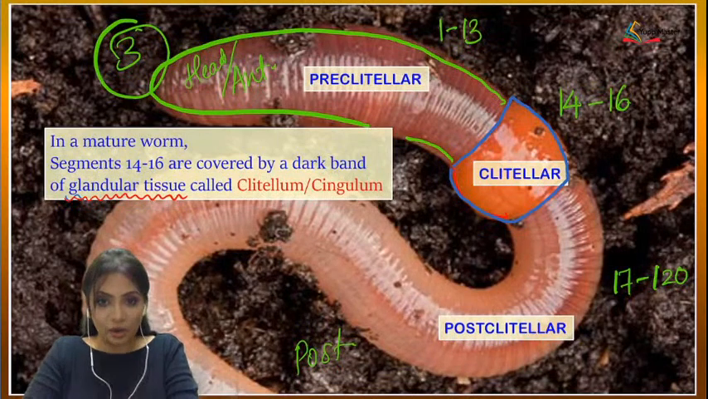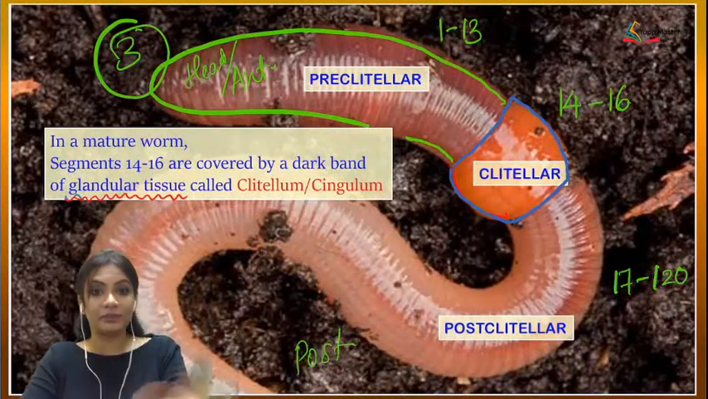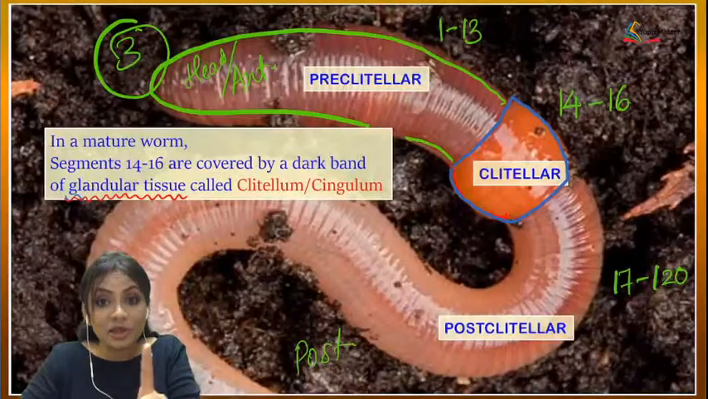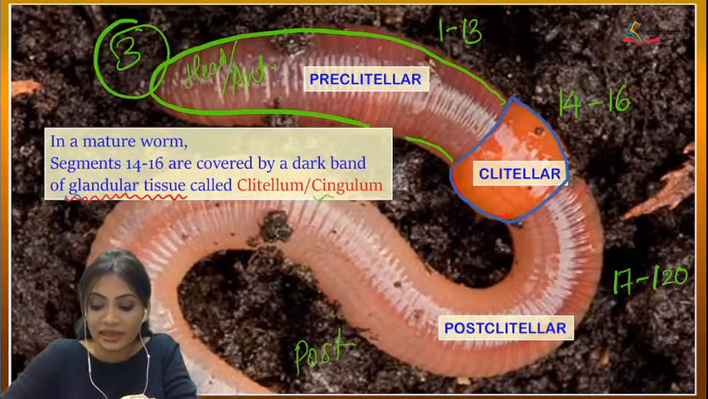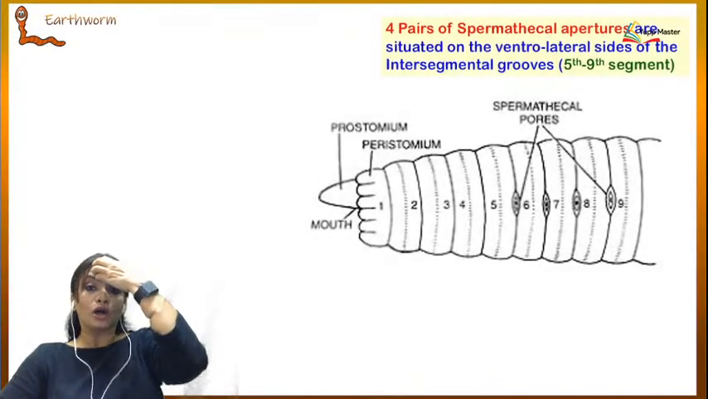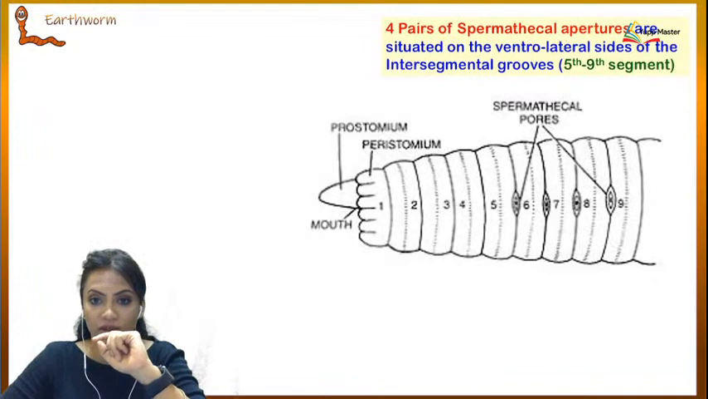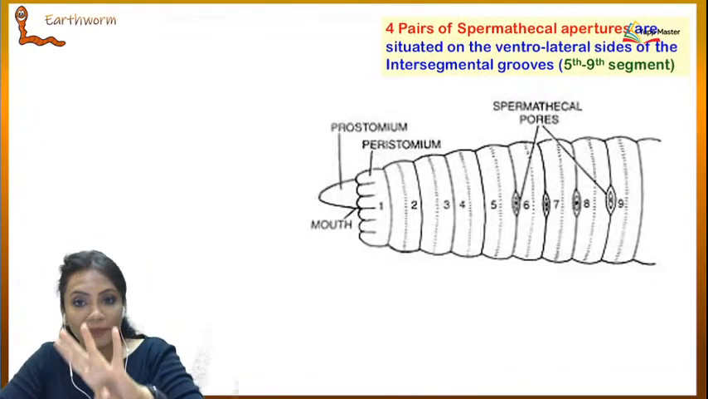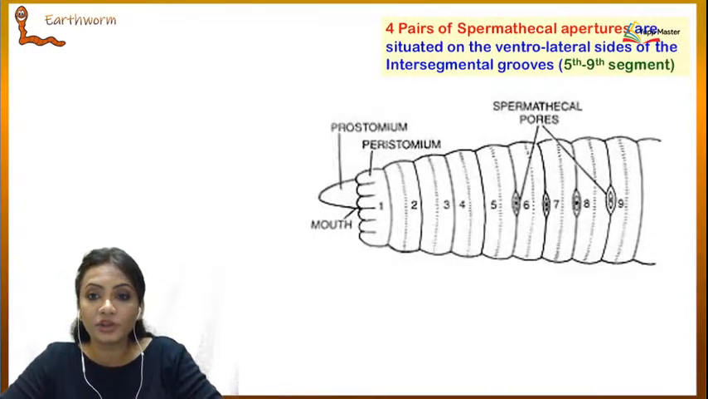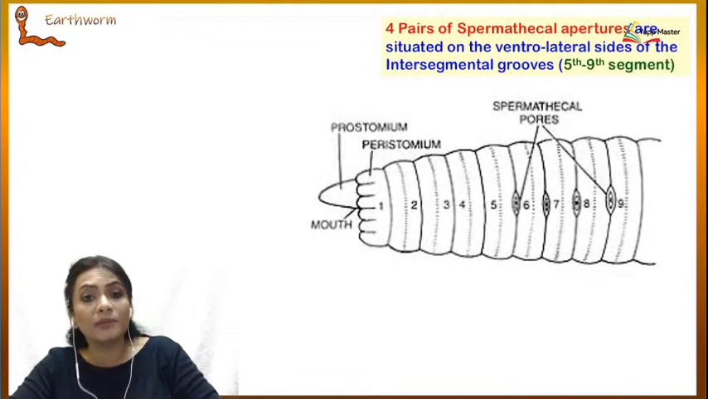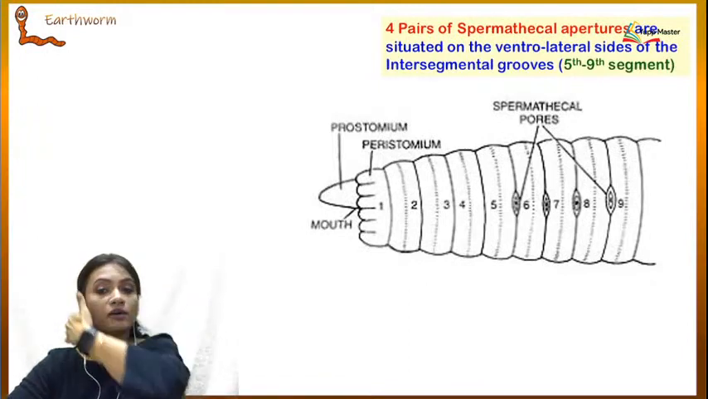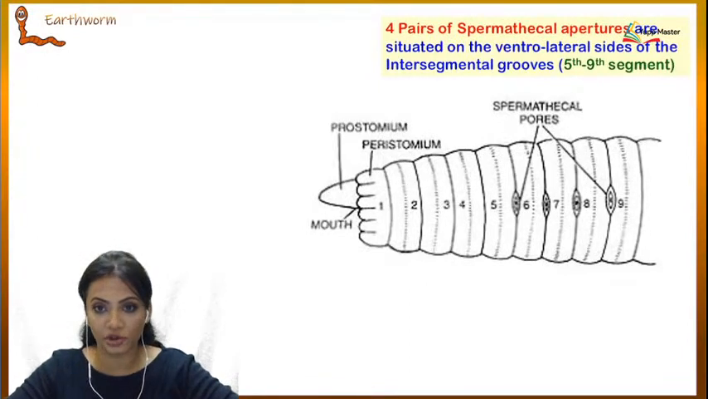Alright, so we saw now how the body of the earthworm can be divided into 3 regions based on the presence of that clitellum. Clitellum is also given another word over here. It can be called cingulum, where cingulum means it is a belt. Now also we see on the external surface of this earthworm, there are 4 pairs of spermathecal apertures. What is spermatheca? Spermatheca is where the sperms can be stored. So there are 4 pairs of these spermathecal apertures.